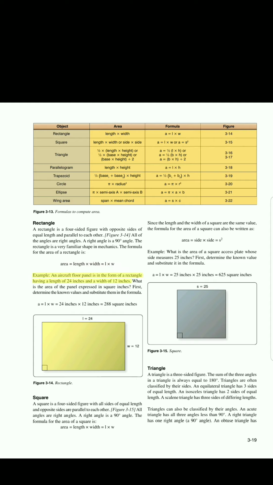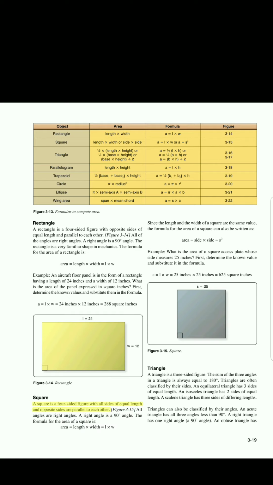Example. An aircraft floor panel is in the form of a rectangle having a length of 24 inches and a width of 12 inches. What is the area of the panel expressed in square inches? First, determine the known values and substitute them in the formula. Area equals L times W equals 24 inches times 12 inches equals 288 square inches. W equals 12. L equals 24. Figure 3-14. Rectangle.